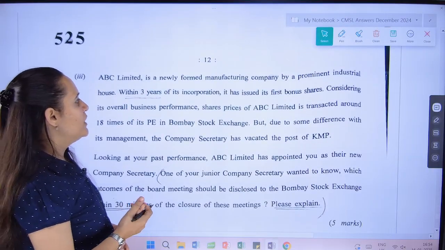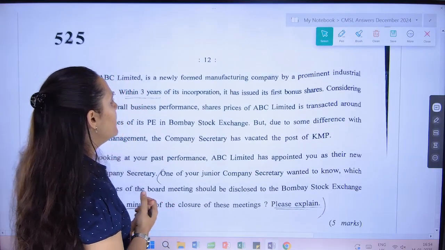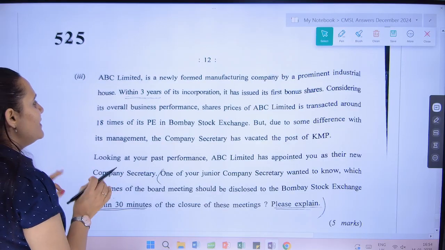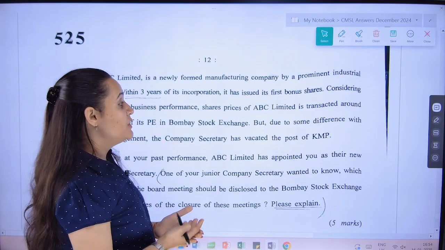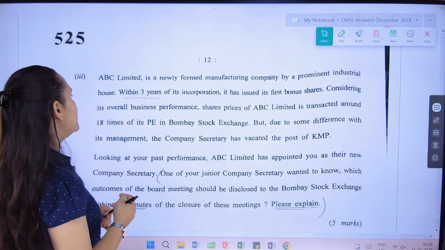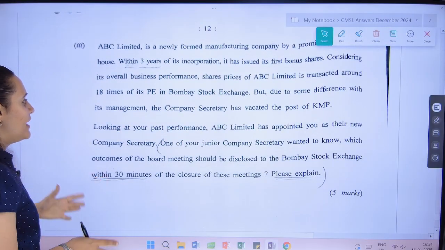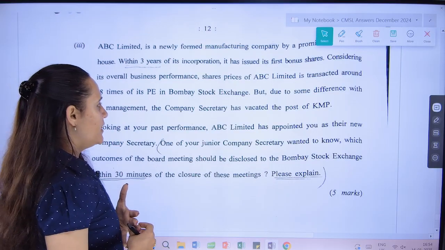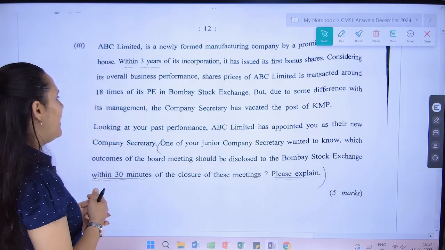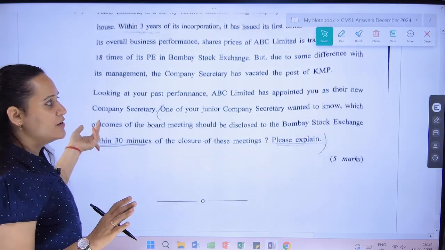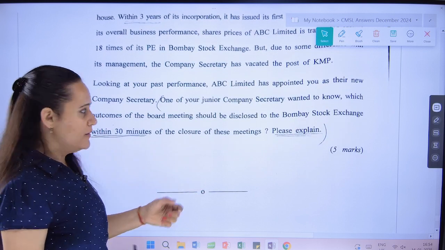ABC Limited is a newly formed manufacturing company by a prominent industrial house. Within 3 years of incorporation, it has issued its first bonus share. Considering its overall performance, the share price of ABC Limited is transacted around 18 times in the Bombay Stock Exchange, but due to some difference with the management, the company secretary has vacated the office. So the company secretary is not there.